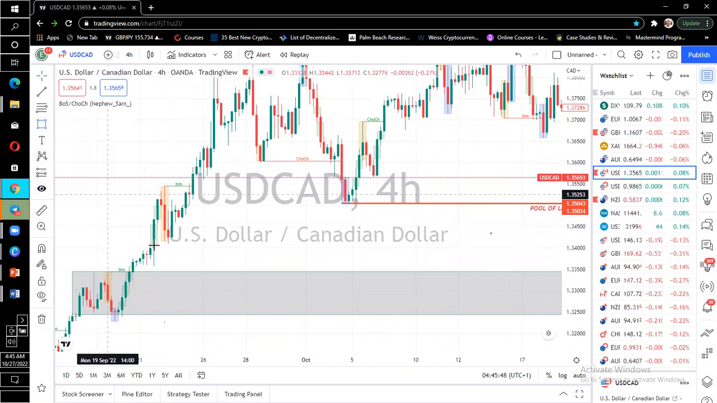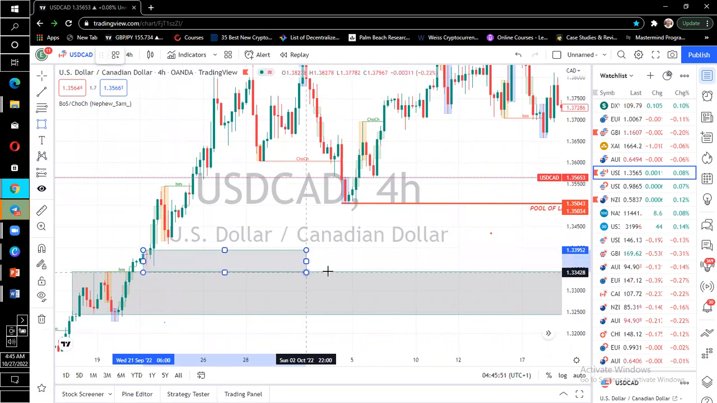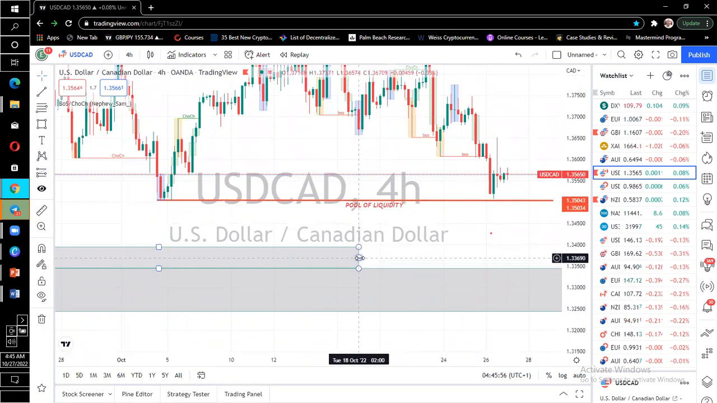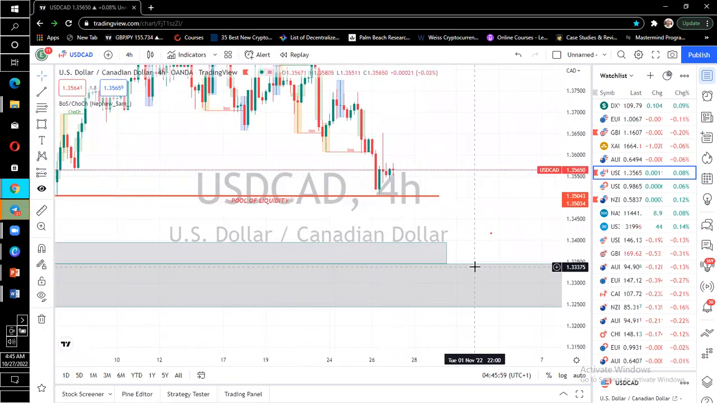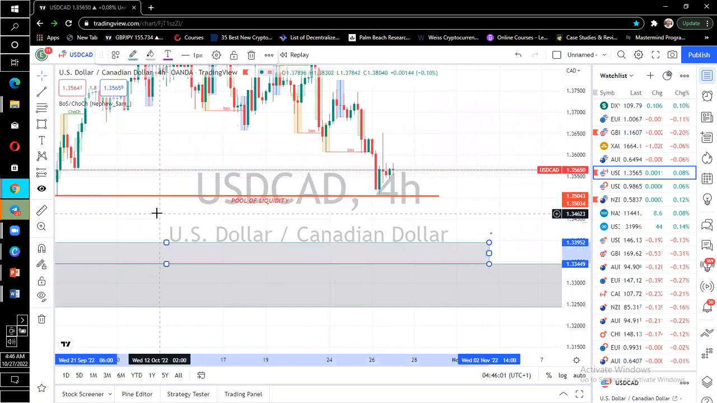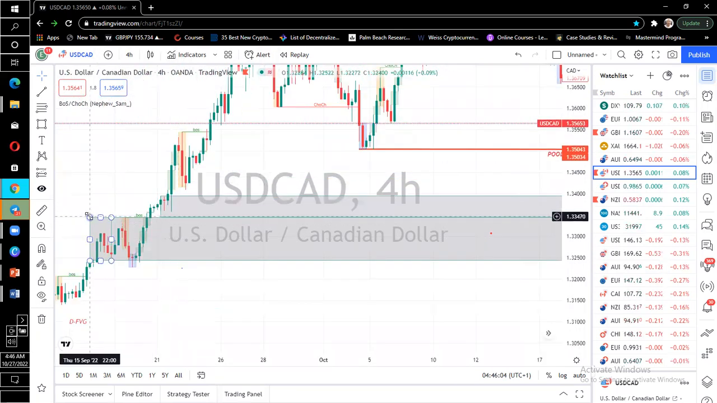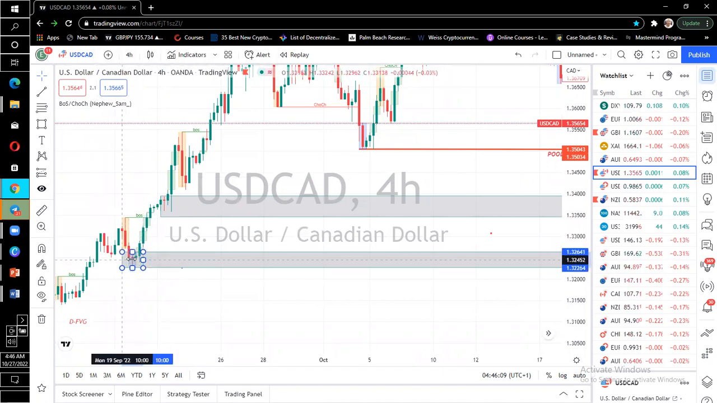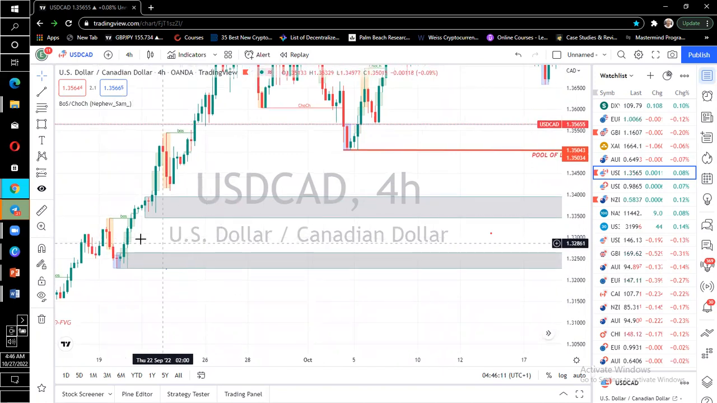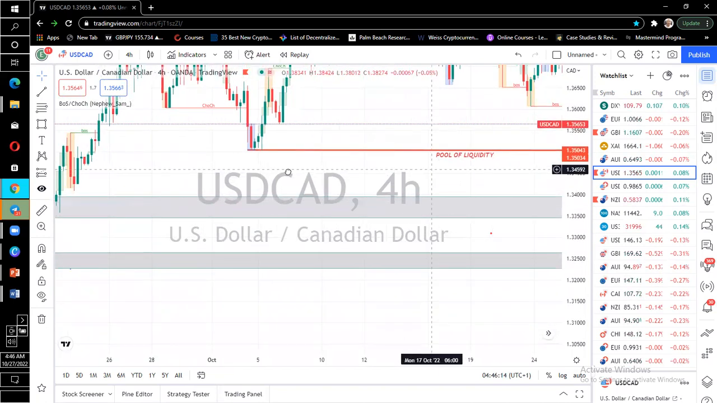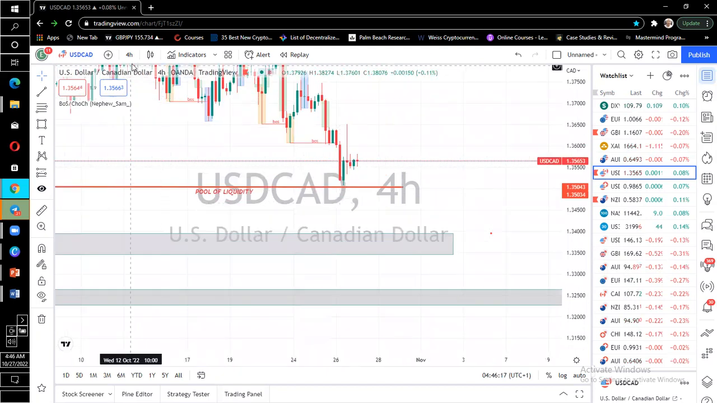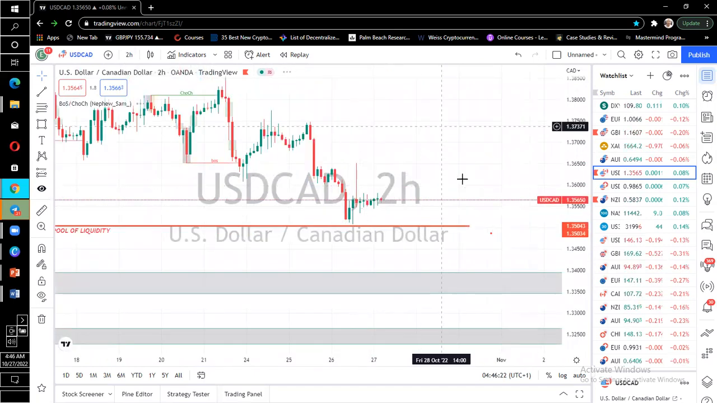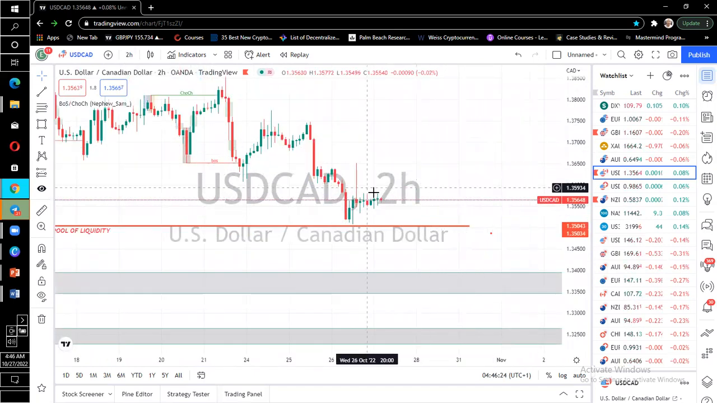So we'll have this. I can also go ahead and refine this particular order block. We'll have a lot of gaps here. Let's go straight to a lower time frame, like 2 hours, and see if there is something the market is telling us we've not seen.